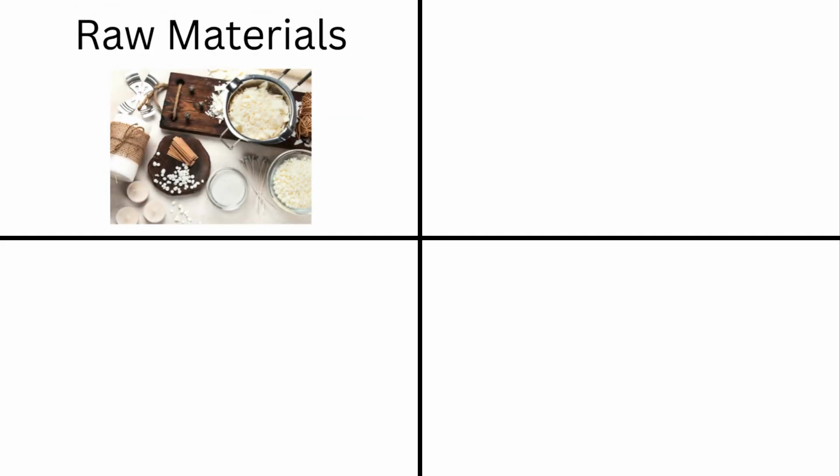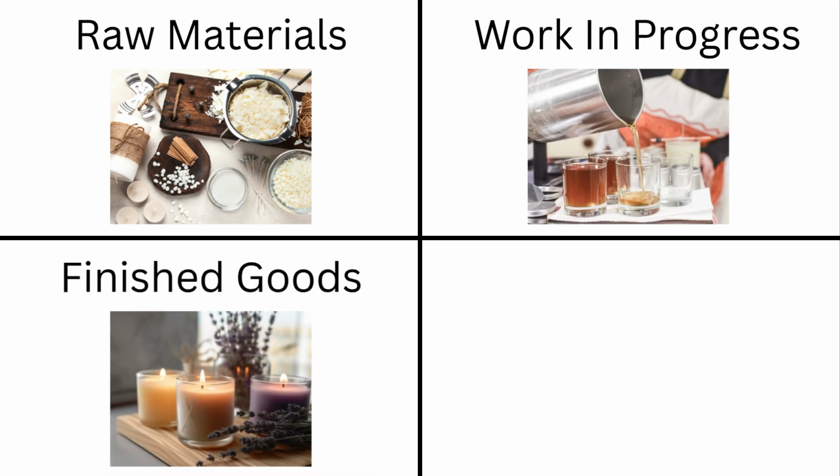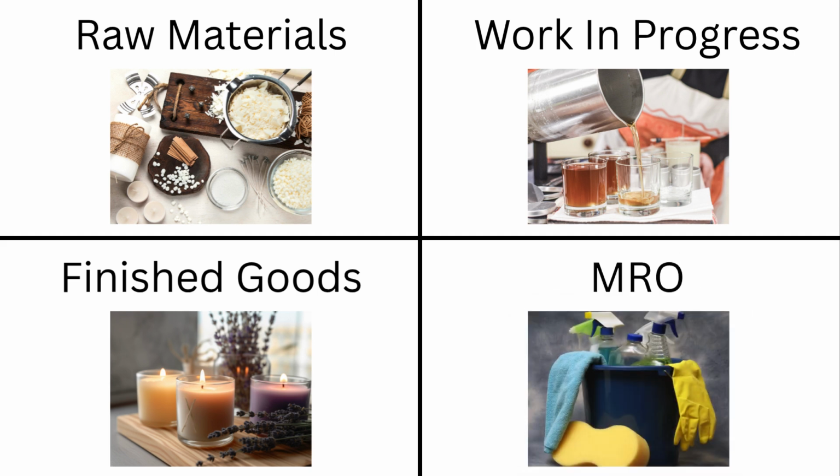Let's do a quick exercise to bring all of this together. Imagine you run a small business selling handmade candles. Think about how your inventory might be divided into these categories. Raw materials are the wax, wicks, and fragrance oils. Work in progress, half-poured candles that are cooling. Finished goods are the candles ready to be packaged and shipped. And MRO inventory are the cleaning supplies, gloves, or tools for your workspace. Take a moment to jot down examples like this from your own business or workplace. It will help solidify what we've covered so far.